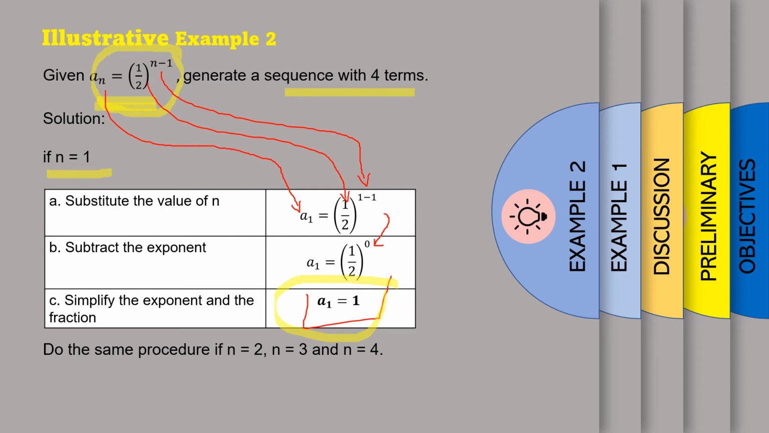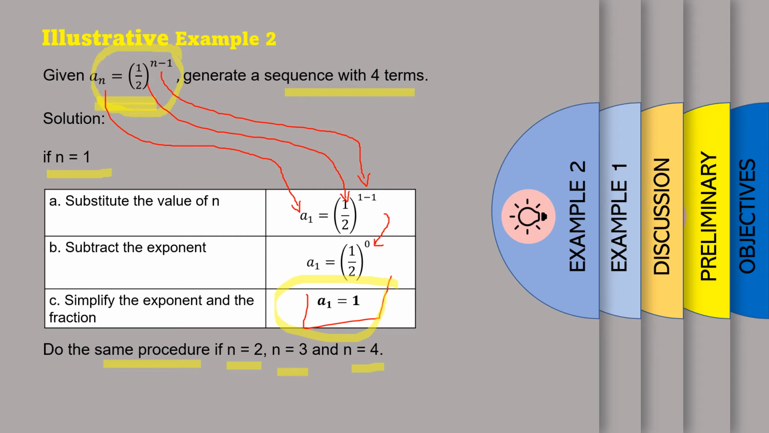Ngayon, paano naman natin kukunin yung natitira pang tatlo? So, ang gagawin ninyo, you do the same procedure, but this time, ang gagamitin mong value ng n mo ay 2. Tapos, yun yung para sa second term. Tapos, n mo is 3 para sa third term. And then, your n is 4 kapag fourth term na hinahanap. So, ganun lang yun. So, substitute mo lang siya.